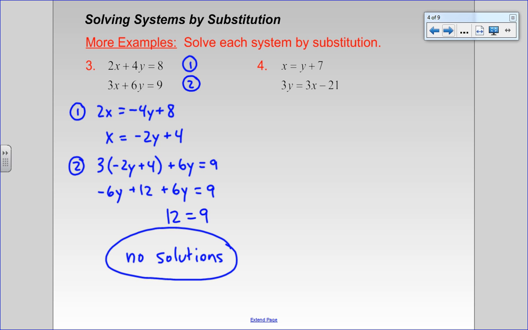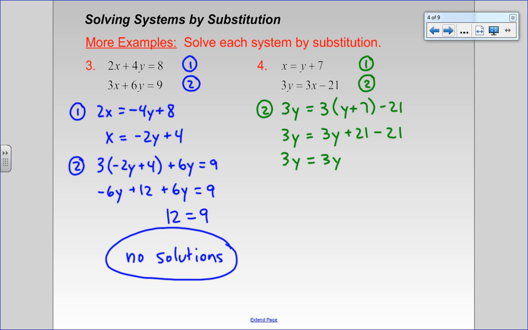Finally, let's look at system number 4. x equals y plus 7 is equation number 1. 3y equals 3x minus 21 is equation number 2. In this case, equation number 1 has x isolated already, so let's just substitute into equation 2 to obtain 3y equals 3 times the quantity y plus 7 minus 21. Applying the distributive property, we have 3y equals 3y plus 21 minus 21. We can cancel out those constant terms on the right, so our equation is simply 3y equals 3y.